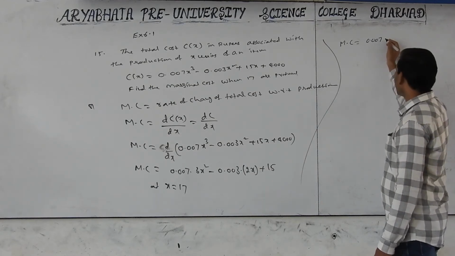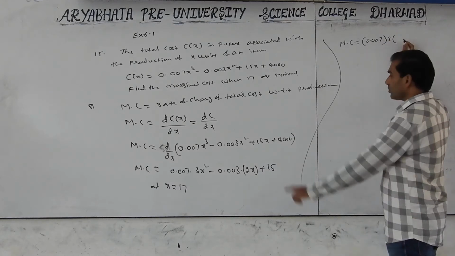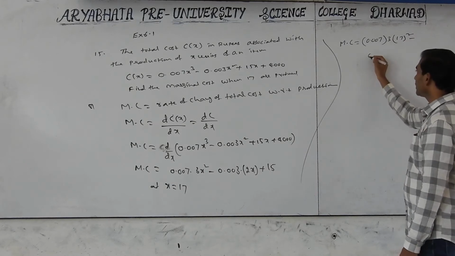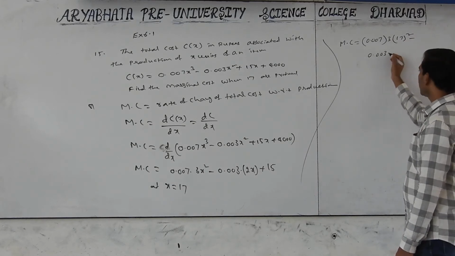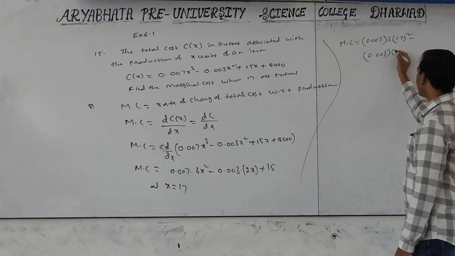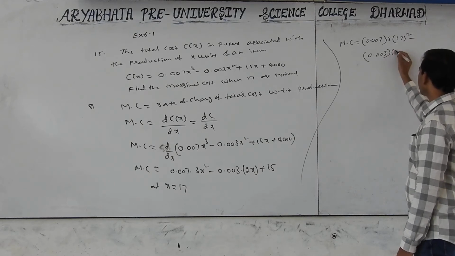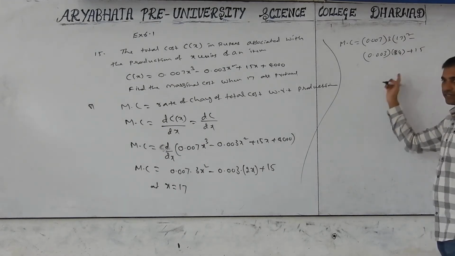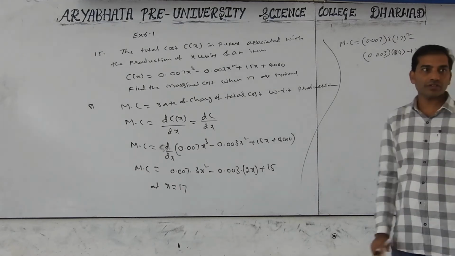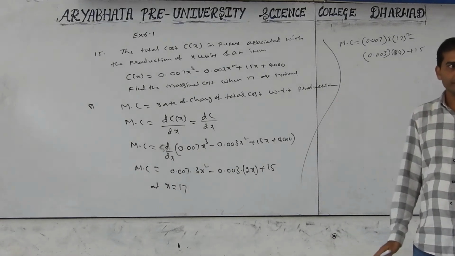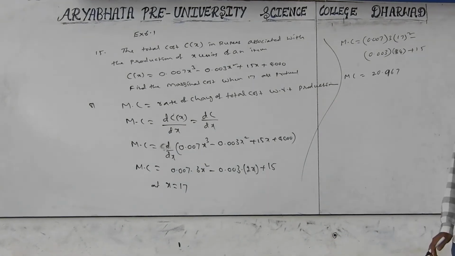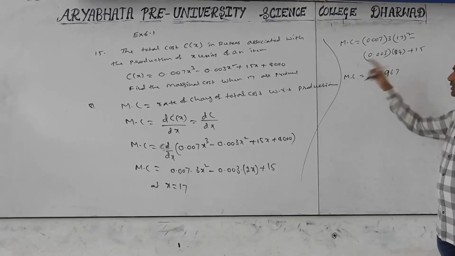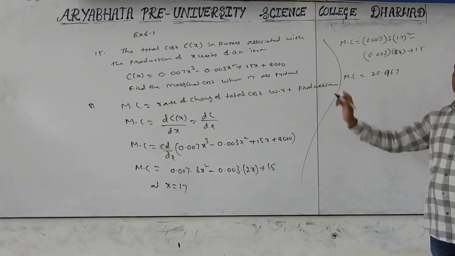0.007 into 3 into x square, minus 0.003 into 2 into 17, means 34, plus 50. You simplify and aggregate this to get the value, that is the marginal cost. Do it yourself. After calculating you will get the marginal cost 20.967 when x is equal to 70.